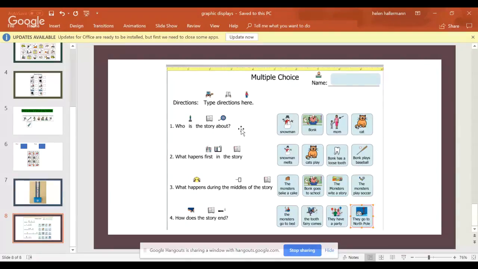This is really easy to make in a program called Board Maker. You just type in the words and it pops up a little graphic right over it, and it's super useful in helping these children be more successful in their school tasks.